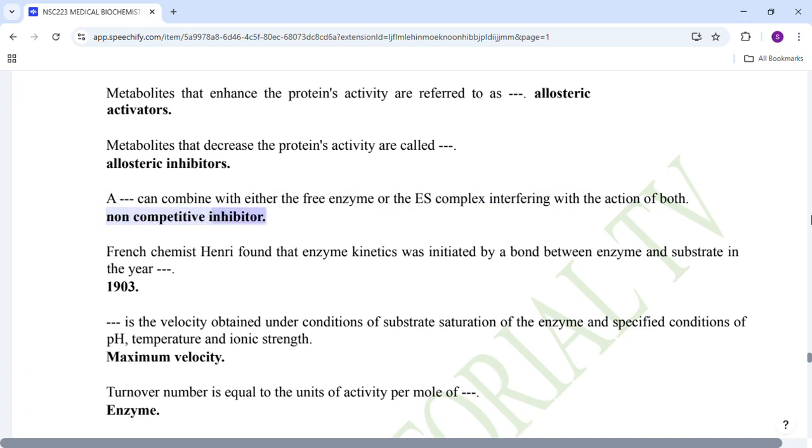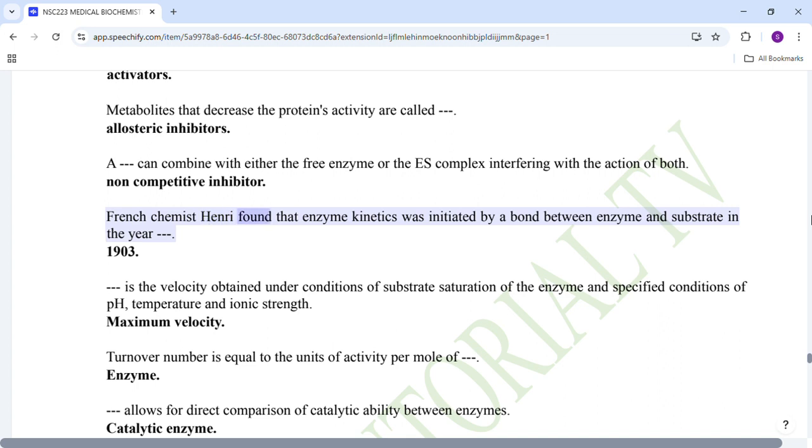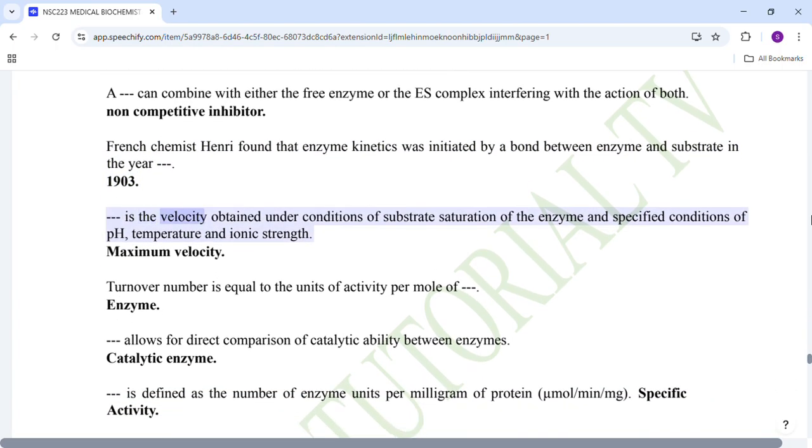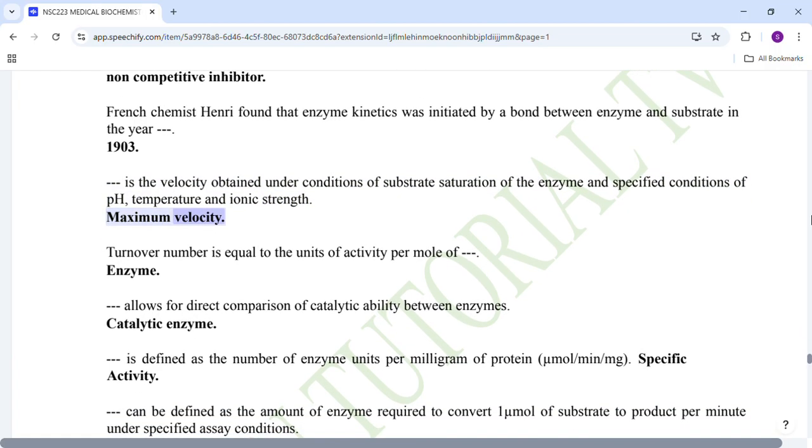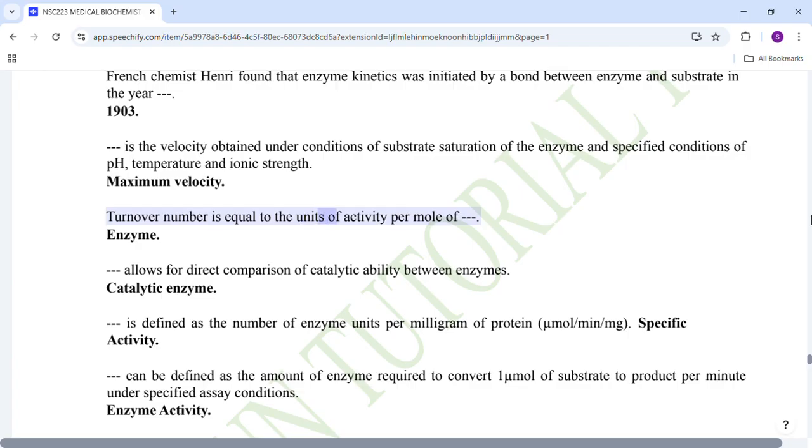Non-competitive inhibitor. French chemist Henri found that enzyme kinetics was initiated by a bond between enzyme and substrate in the year 1903. Maximum velocity is the velocity obtained under conditions of substrate saturation of the enzyme and specified conditions of pH, temperature, and ionic strength. Turnover number is equal to the units of activity per mole of enzyme.